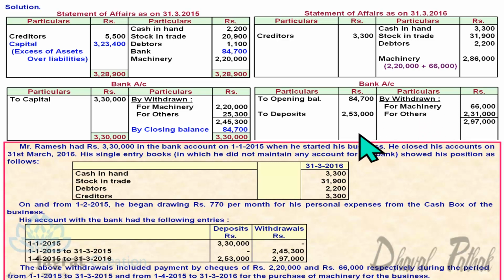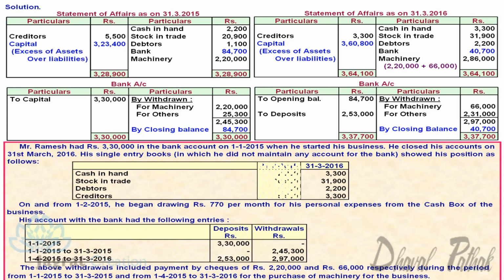Now total of receipts minus total of payments is known as bank balance. This bank balance will appear on the asset side. Now total of assets minus total of liabilities, you will get the capital, that is, the excess of assets over liabilities. So this is how capital as on 31/3/2015 and capital as on 31/3/2016 is found out.